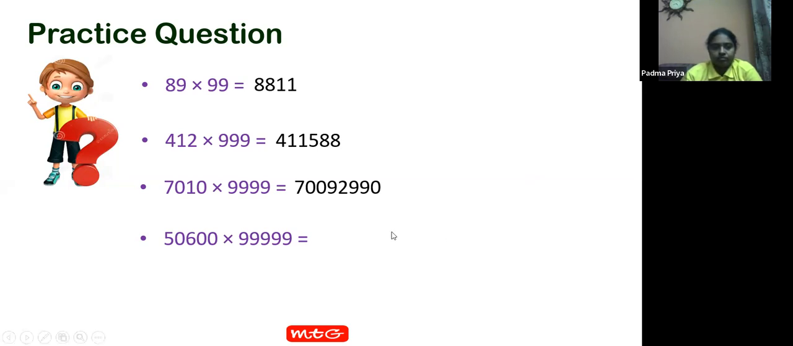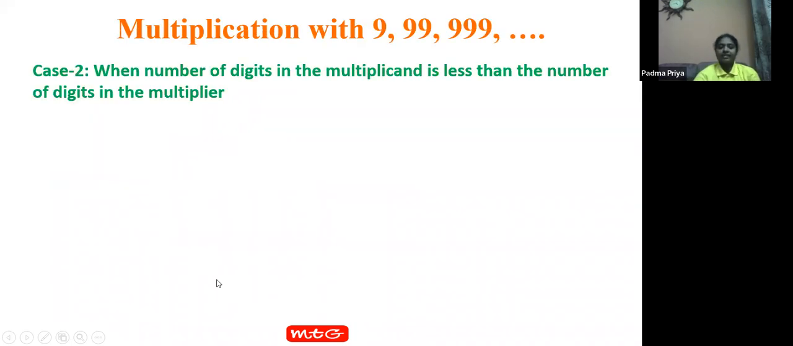Ma'am, the answer is 50599494400. Yes, perfectly said. Absolutely correct answer, dear. It's 50599 and 49. And what is the other thing that you get? Correct. You are right. 49400. Perfectly right. It's on the screen. So that is the way you need to do this. Advait, please check your answer. You made it as 399. No, it's not 399.